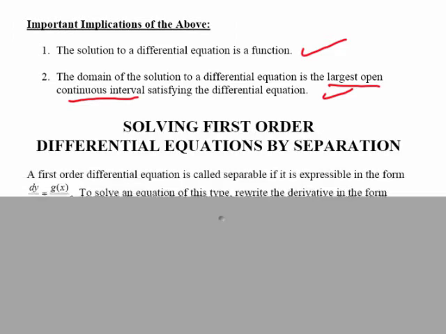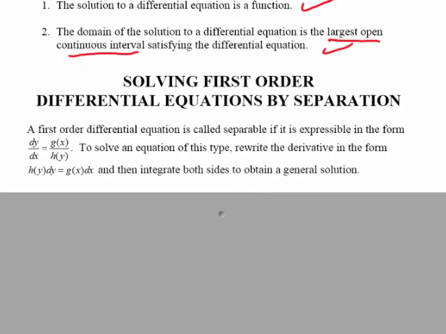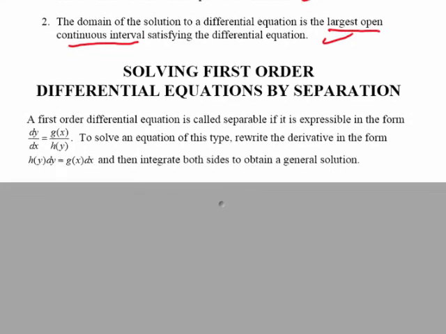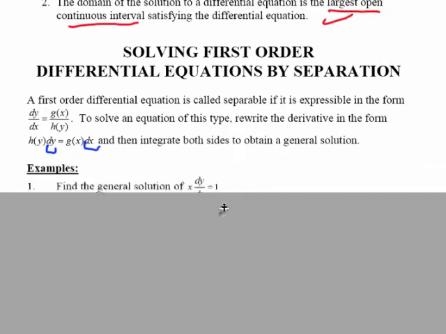Alright, so in terms of actually solving differential equations, there are lots of different ways out there for doing that. We're only going to look at one particular way in this course, and that's solving by separation. And solving by separation simply means getting all of the y terms on one side with respect to dy, and all of the x terms on the other side with respect to dx, and then integrating both sides. I'll demonstrate that with this example.